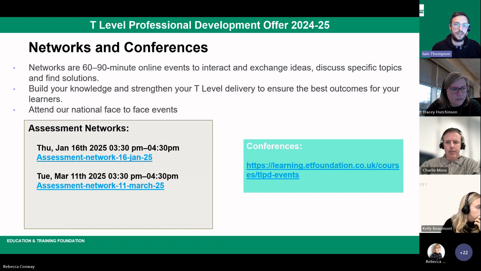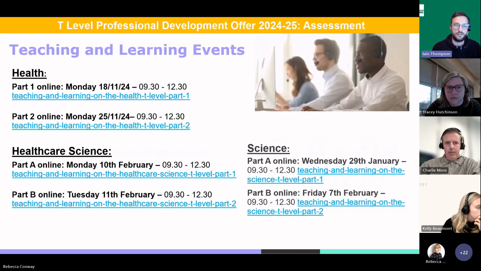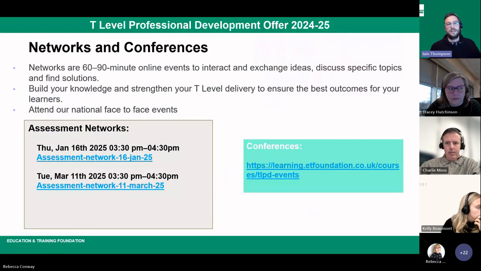And then just on the right-hand side of this slide, you'll see, oh, sorry, Rebecca, just back one, thanks. Conferences. Hopefully, many of you have attended over the past 2 years one of the ETF T-level events. This year we had a big event at Elland Road in Leeds for our national T-level conference. This year there's going to be 2, so there's going to be one in the north and one in the south.